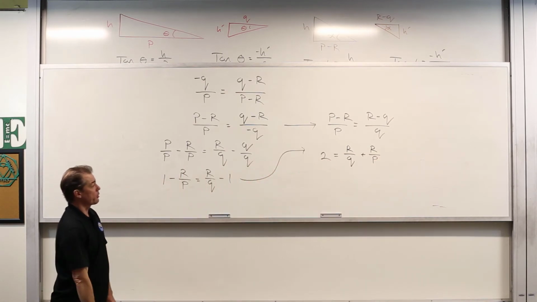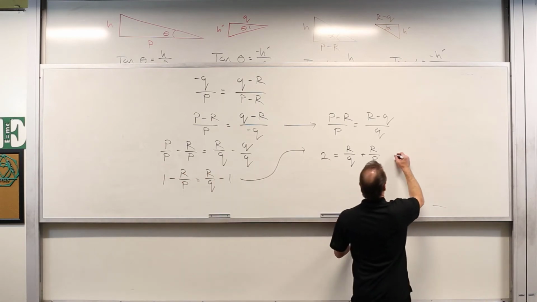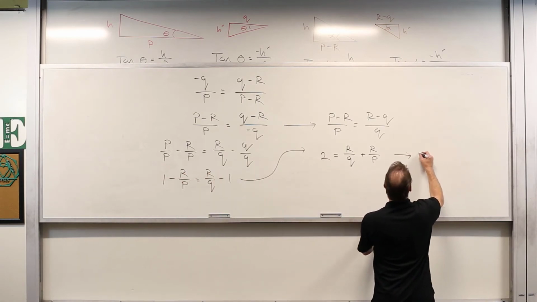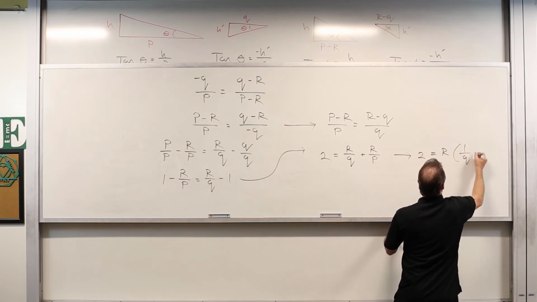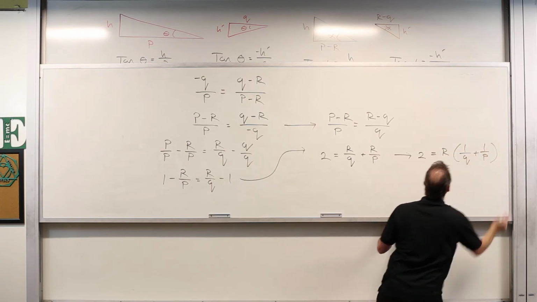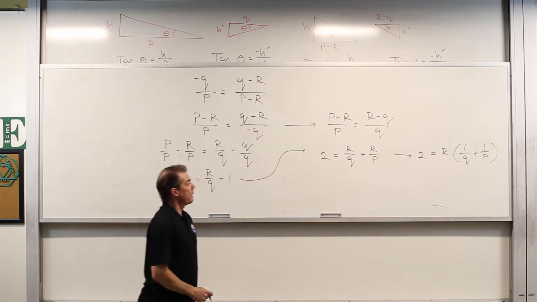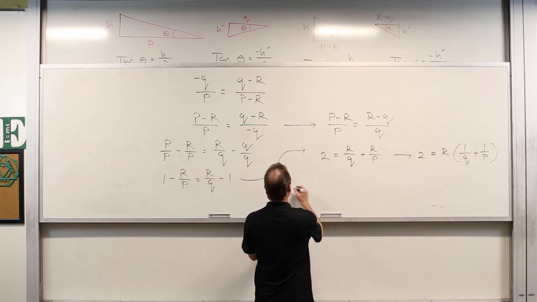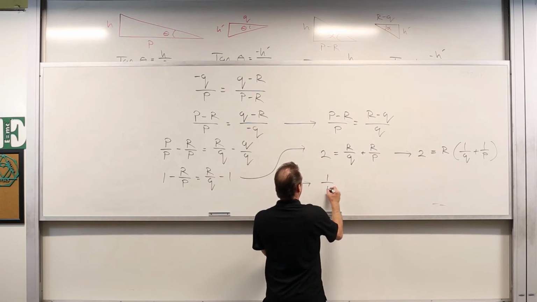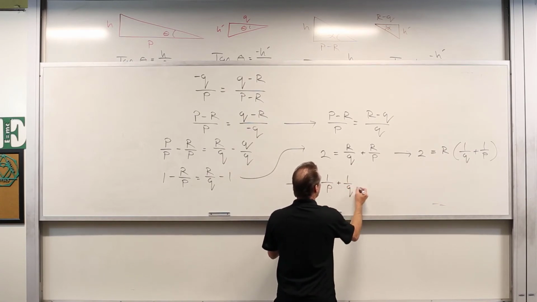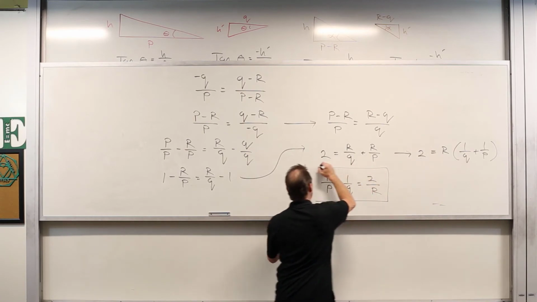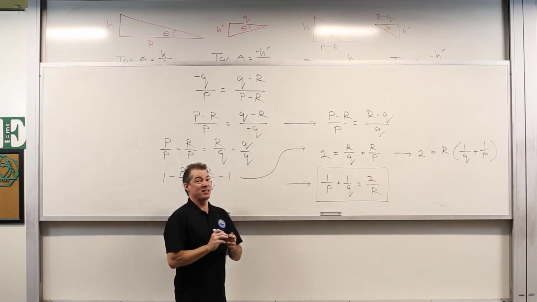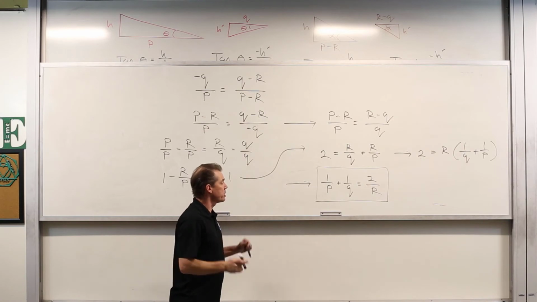All right, we can factor out an r, right? This is going to be equal to 2 is equal to r times 1 over q plus 1 over p. And then we can divide both sides by r. And we're going to write this out now like this. 1 over p plus 1 over q is equal to 2 over r. That is a nice expression there. Nice and simple, nice and straightforward.